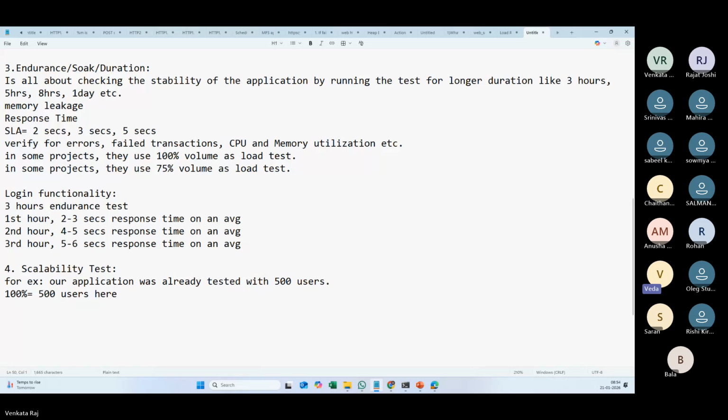We need to increase the users. So what is the next step? We already ran a test with 500 users. Now what is the next test we have to do? We have to increase the users somehow. Sorry, I think there was some voice overlap. Can you repeat the question again? Yeah, go ahead, no problem. Any one of you here.